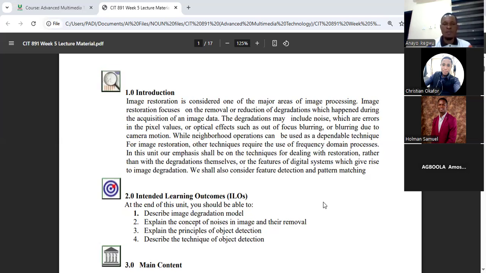And we say that for image restoration, other techniques require the use of frequency domain processes. However, in this unit, we'll lay more emphasis on the techniques for dealing with restoration rather than with the degradations themselves, or the features of digital systems which give rise to image degradation. We shall also consider feature detection and pattern matching as we progress.